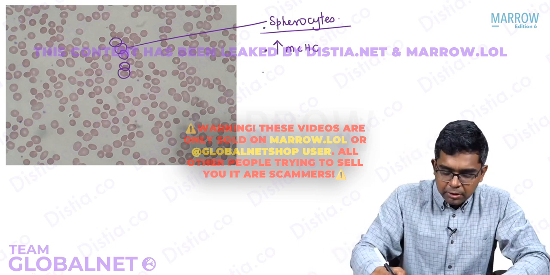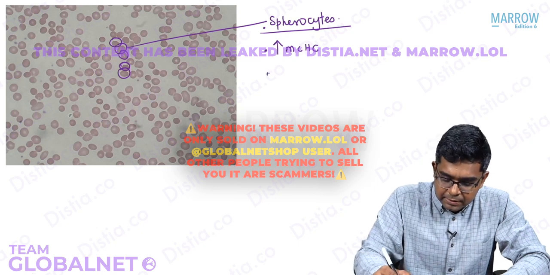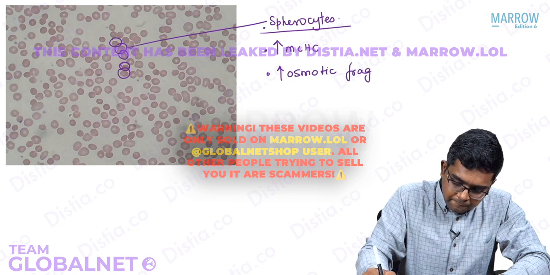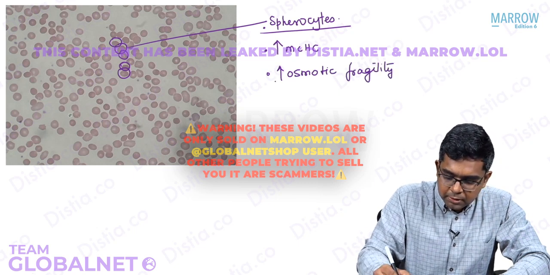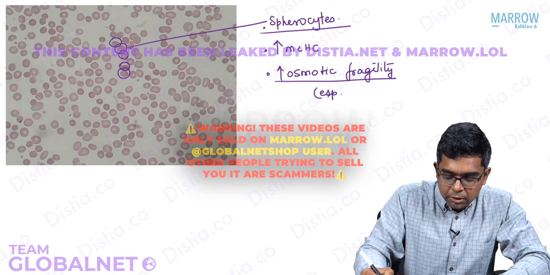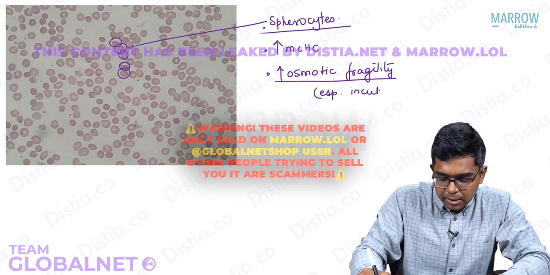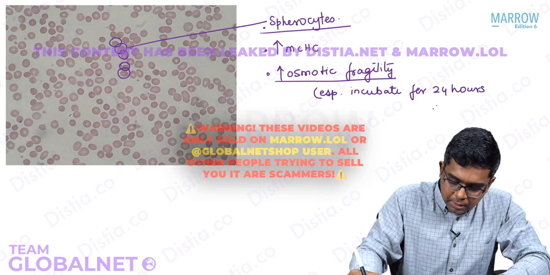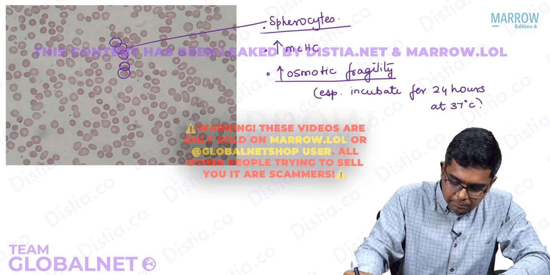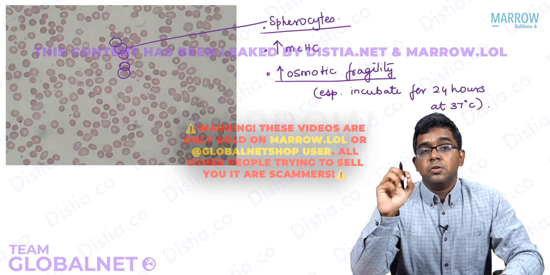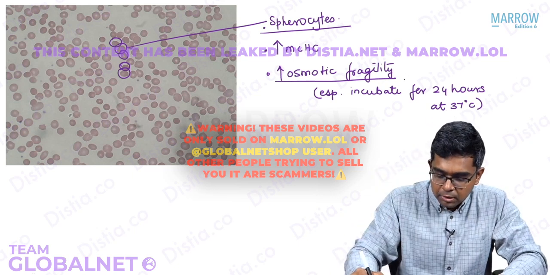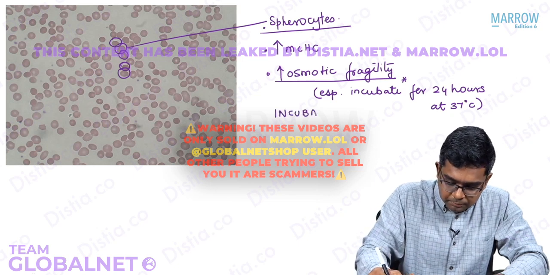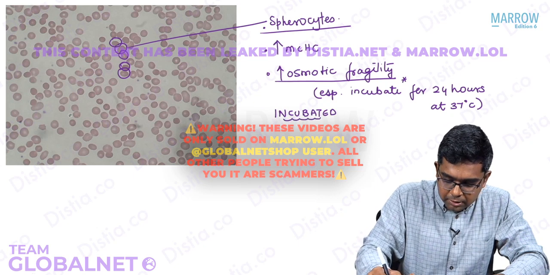The next important feature in the lab findings is increase in osmotic fragility. Now this increased osmotic fragility is noted especially when you incubate the RBCs or the blood for 24 hours at 37 degrees centigrade. That is when prominent increased osmotic fragility is noted, and this is an important question. The name of this is incubated osmotic fragility. That is also to be noted and can be asked in your exams.